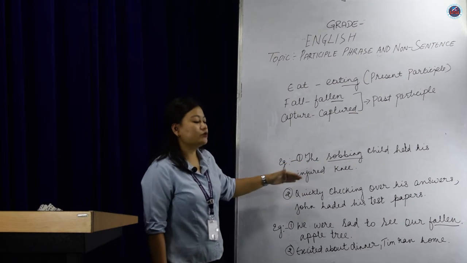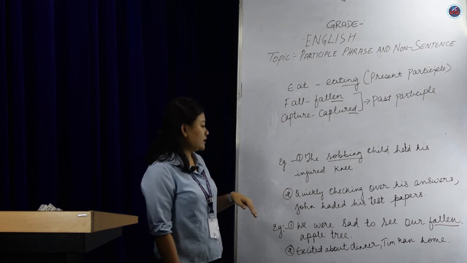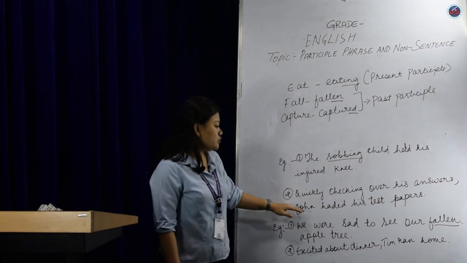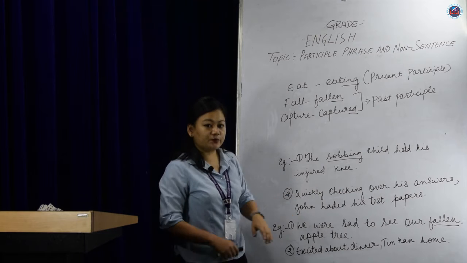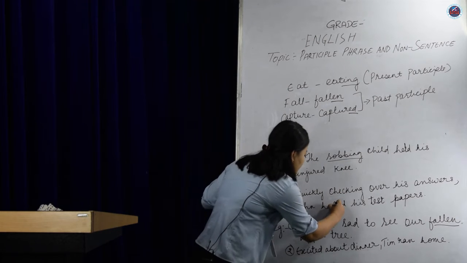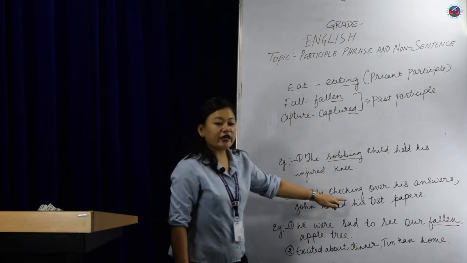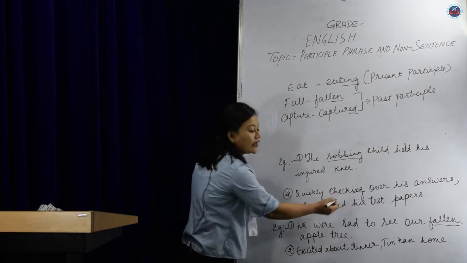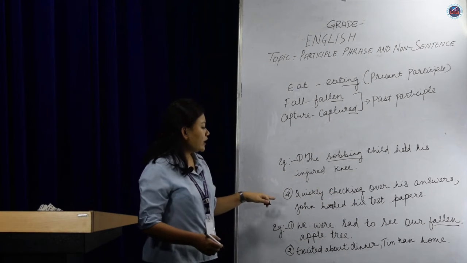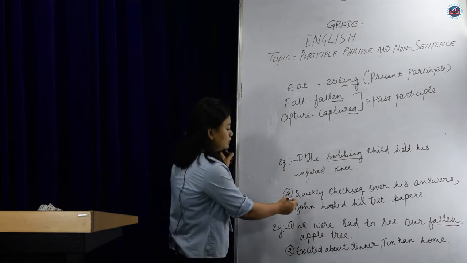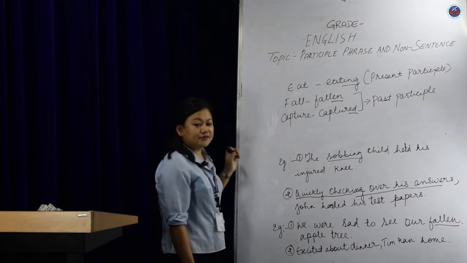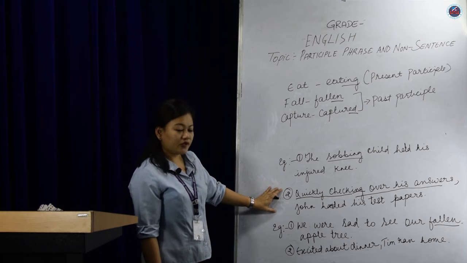Now let's look into the present participle phrase examples. Quickly checking over his answers, John handed in his test papers. Now here, checking is a present participle since it has ing at the end of the word, and if you have to look into a phrase, it will be quickly checking over his answers. This is a present participle phrase.